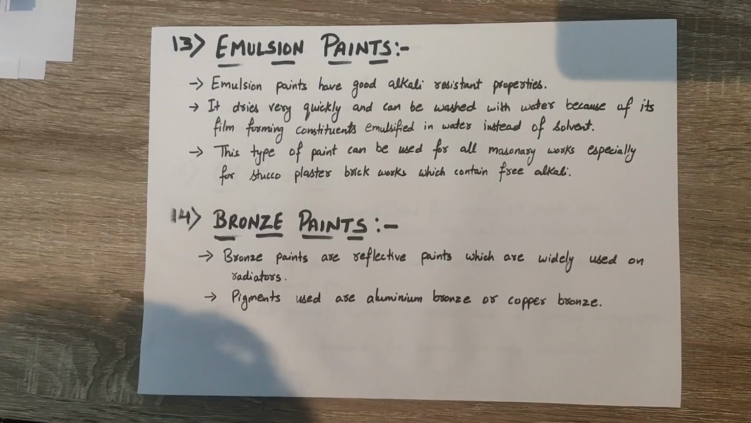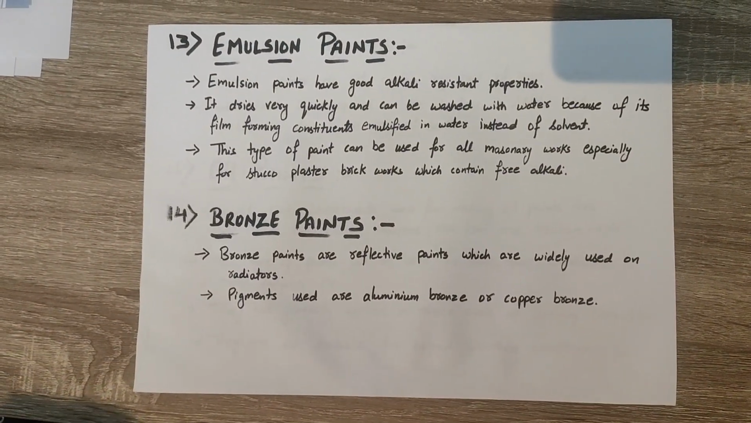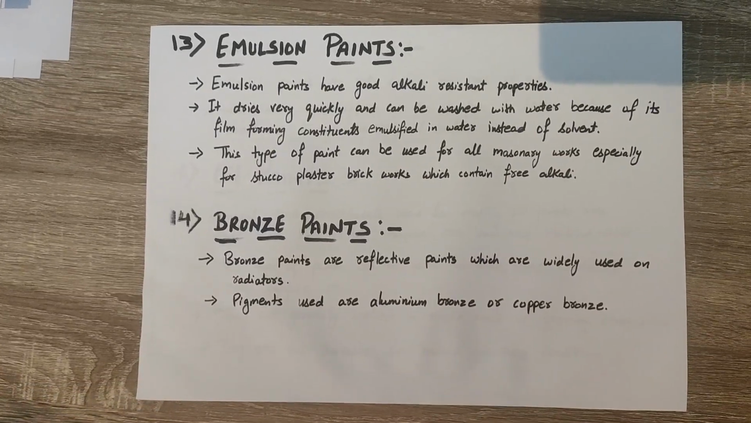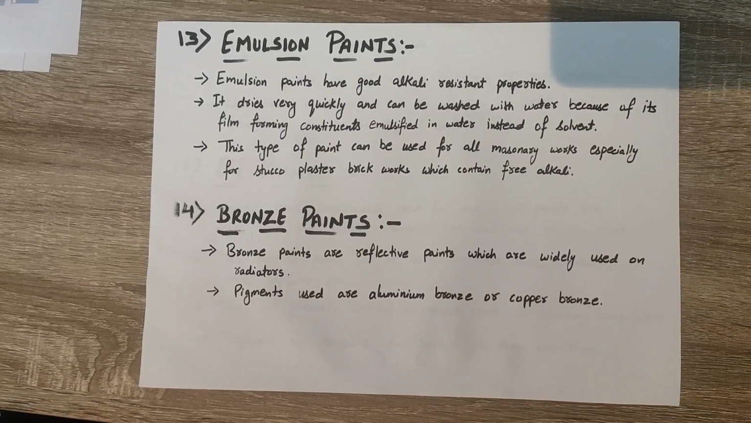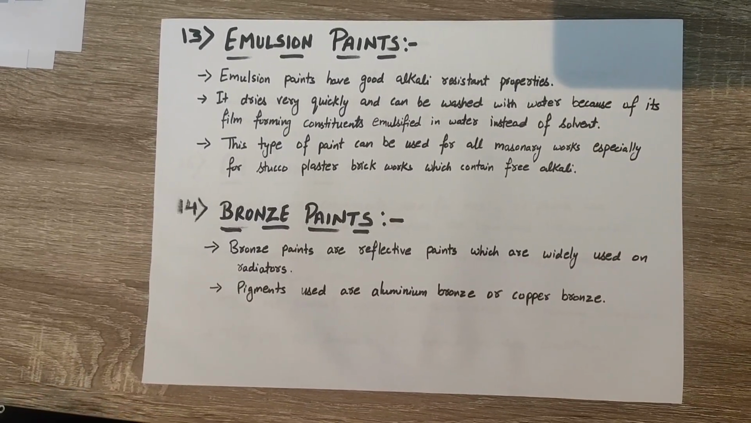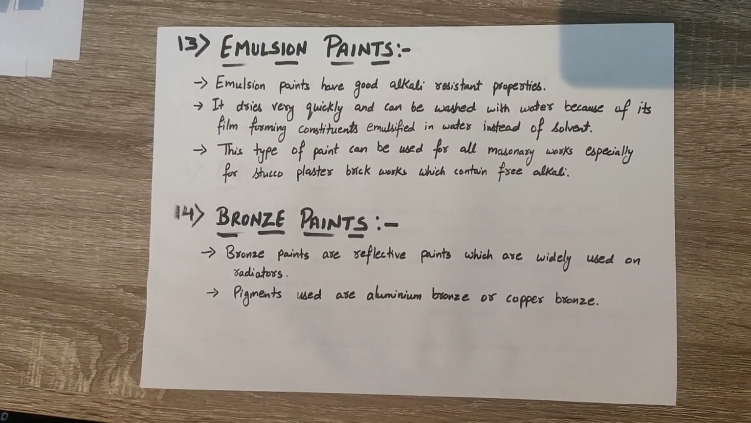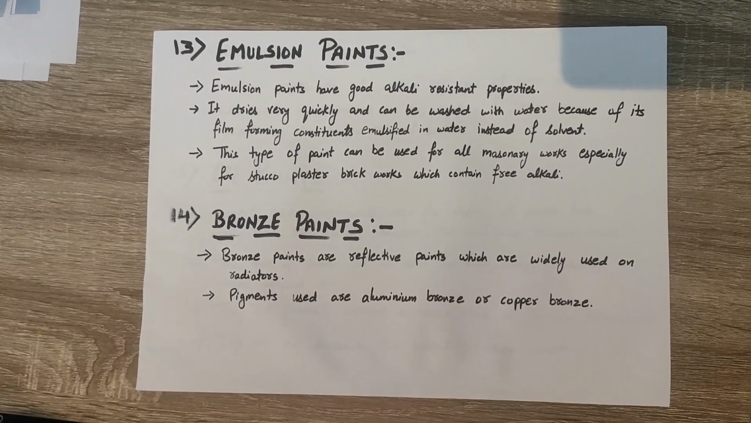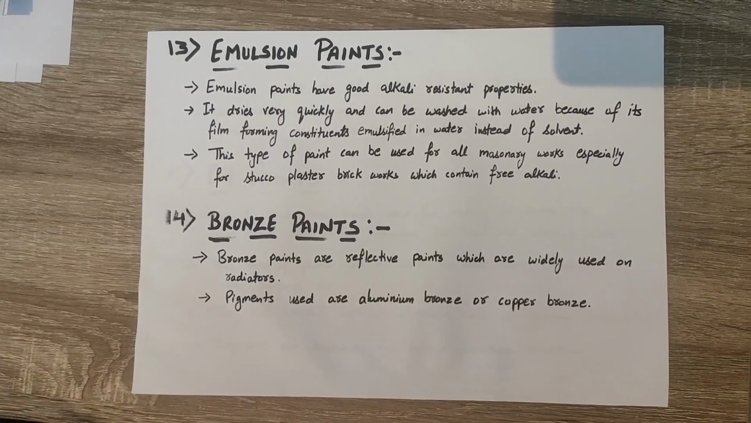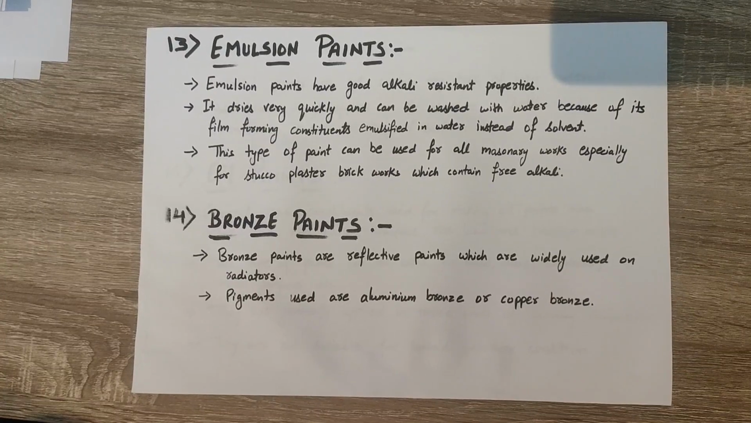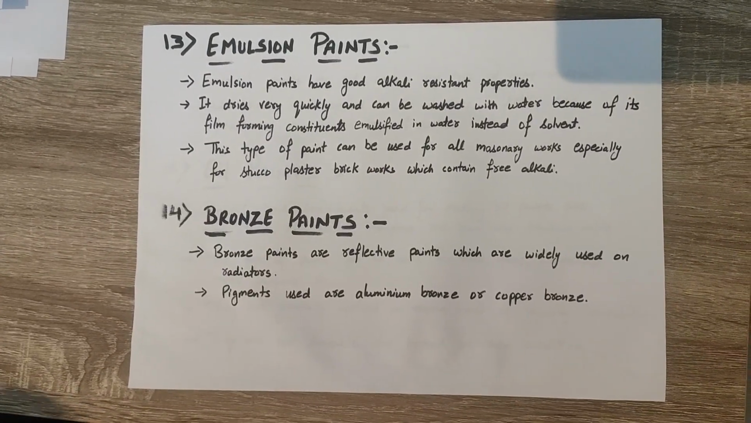Next is emulsion paints. Emulsion paints have good alkali resistant properties. It dries very quickly and can be washed with water because its film forming constituents are emulsified in water instead of solvent. So the cleaning of a surface painted with emulsion paint is very easy. This type of paint can be used for all masonry works, especially for stucco plaster and brickwork, which contain free alkali.